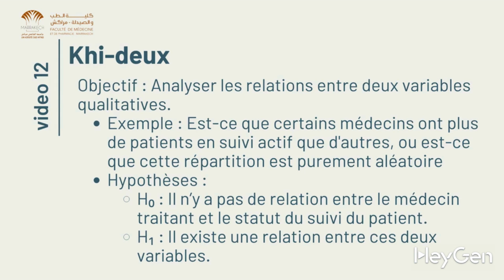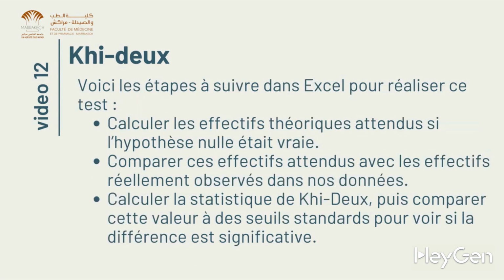Alternative hypothesis: there is a relationship between these two variables, which means that the primary care physician could influence the patient's follow-up. Here are the steps to follow in Excel to perform this test. Calculate the expected theoretical frequencies if the null hypothesis were true. Compare these expected frequencies with the actual observed frequencies in our data. Calculate the chi-squared statistic, then compare this value to standard thresholds to see if the difference is significant.